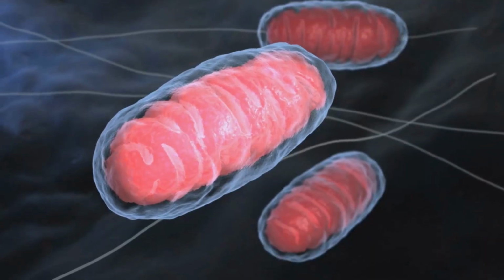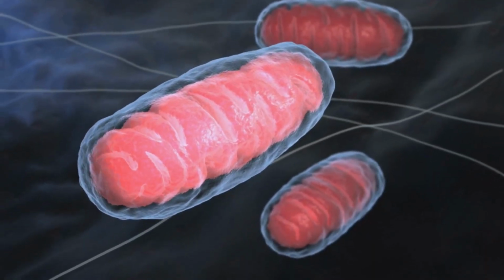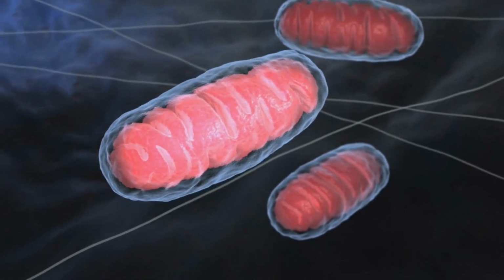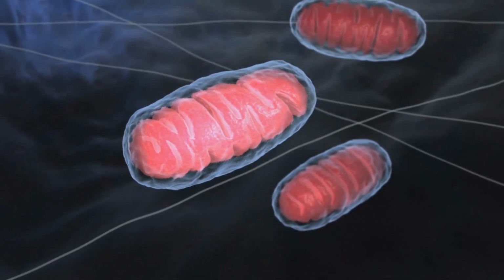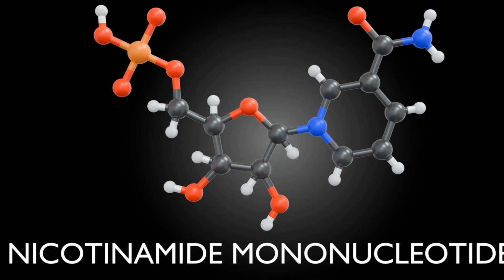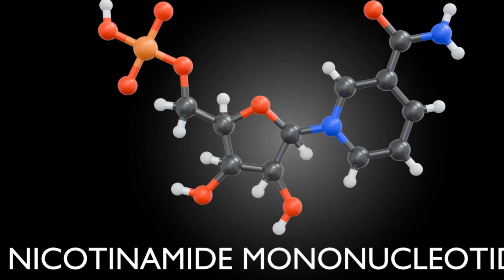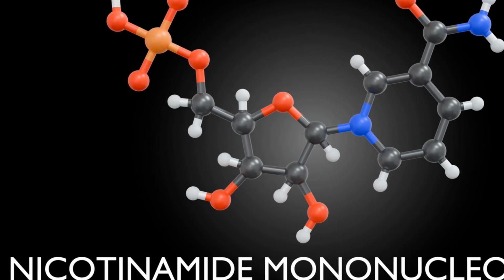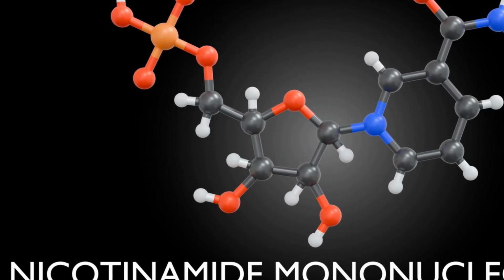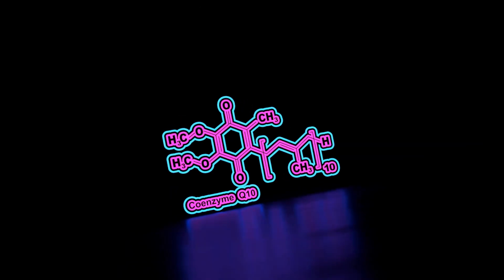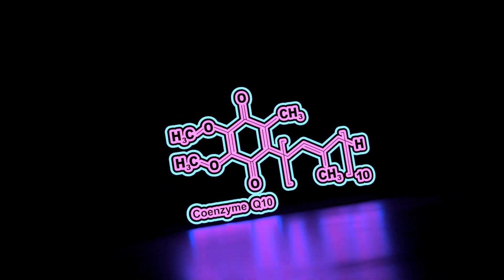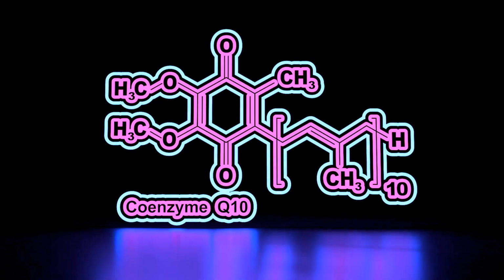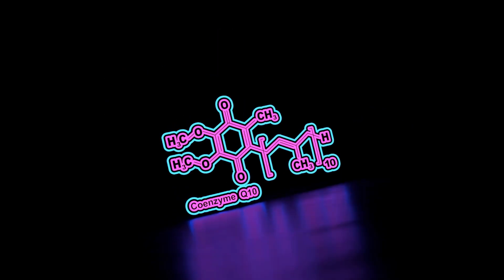NAD exists in two primary forms within your body, NAD+ and NADH. You can conceptualize these two forms as a tiny, rechargeable battery that operates within each of your cells. NAD+ is the uncharged or oxidized form, ready to accept electrons during metabolic processes. When it accepts these electrons, it becomes NADH, the charged or reduced form. The constant cycling between NAD+ and NADH is what drives the creation of ATP, or adenosine triphosphate, which is the main energy molecule that powers nearly every activity in your body.